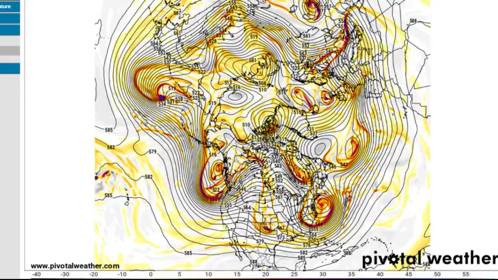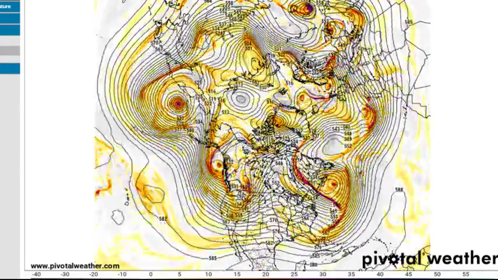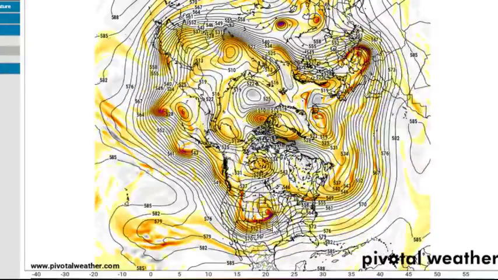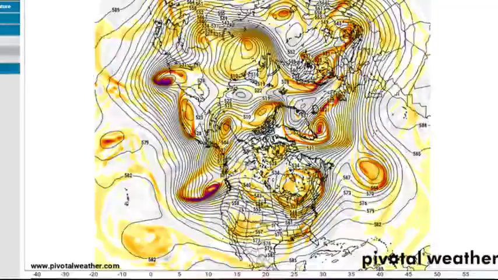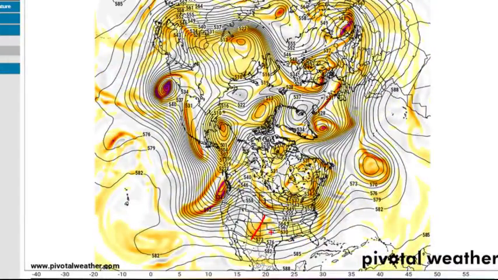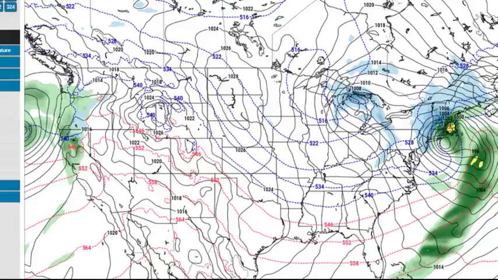So probably another chance of thunderstorms around Tuesday. Another wave comes into the plains for Friday or Saturday there. Another wave coming through around Tuesday. So things look to be getting kind of active there coming up for mid-March.